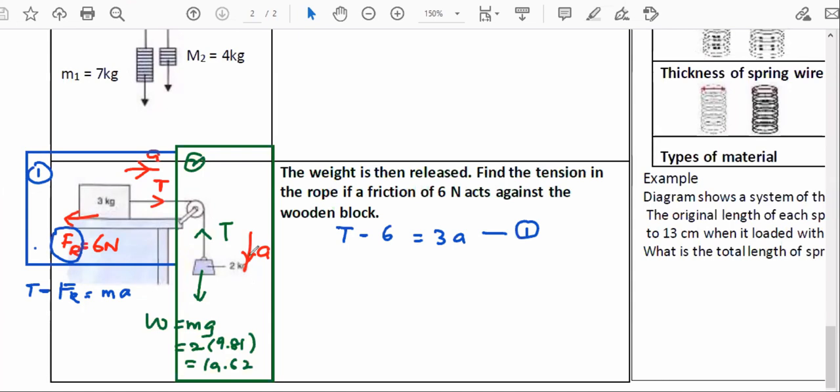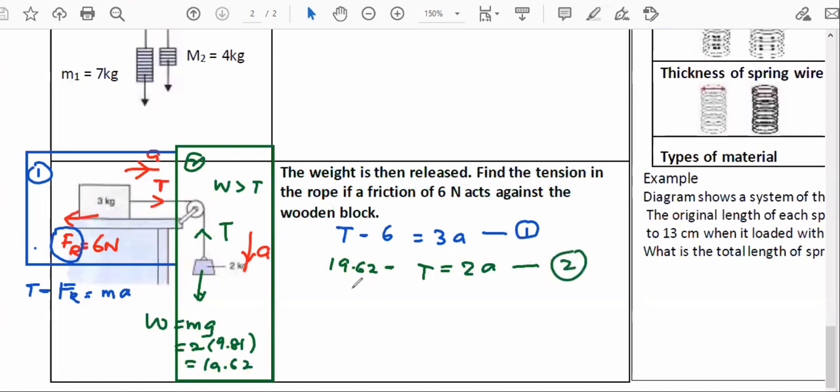Okay, very good. That's why it's important for you to know the direction of acceleration. In this case, your weight should be more than your tension, because acceleration is downward. So you have 19.62 minus tension equals 2A. Yes, 2A. You split already, so you don't add the system's total mass, then it's confusing.